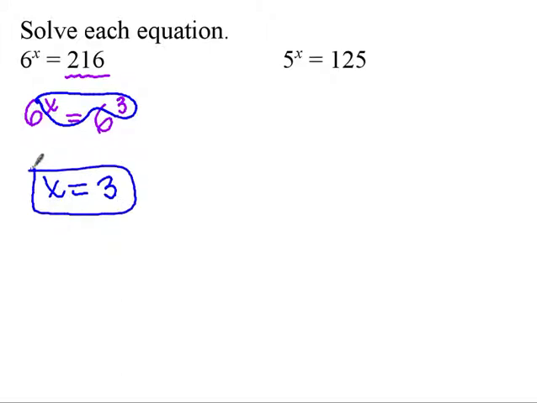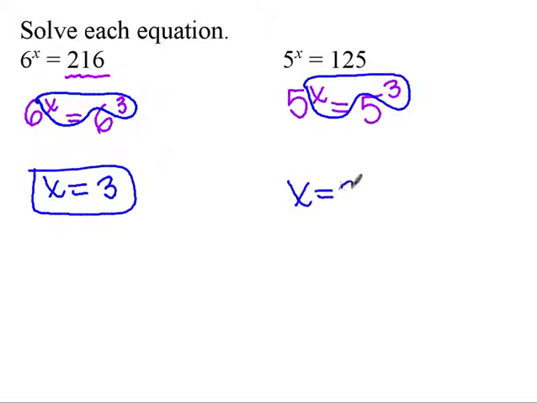Let's go ahead and look at another one. 5 to the x equals 125. So what am I going to have to write 125 as? A power of 5. So I have to think, 125 is 5 times 5, how many times? 3. So once again, I'm going to set my exponents equal, and I get x to equal 3. Questions so far?